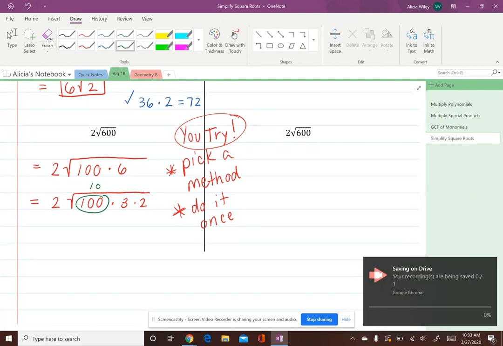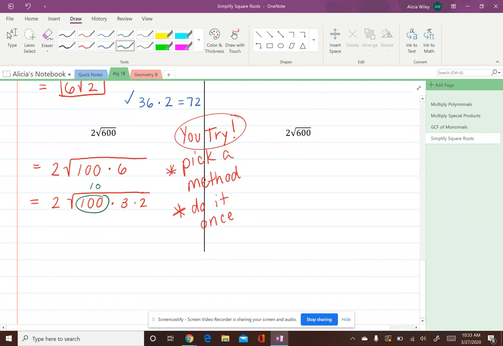So then what you're going to do here is take that 10 and multiply it to the coefficient in front. The coefficient in front is 2. 10 times 2 is 20. And then remember, if you have more than one number left underneath, just multiply them back together and put it there. So you would get 20 square root of 6.